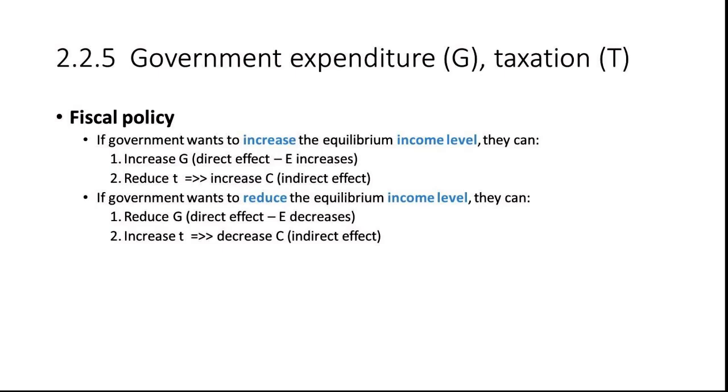If they want to reduce the speed at which the economy is growing and they want to have a lower level of income, they can reduce government spending or they can increase taxation.